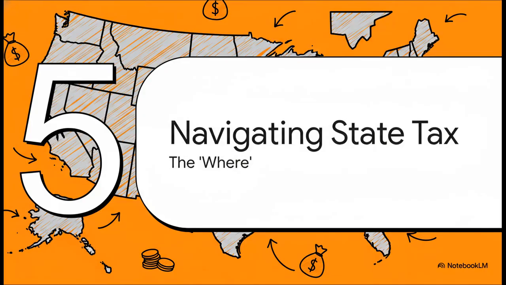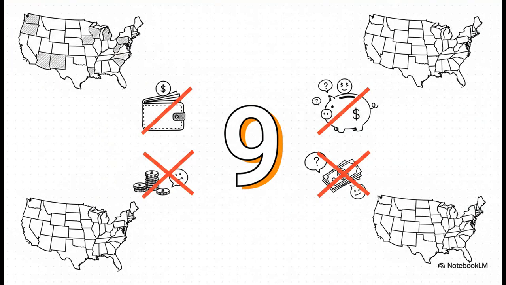Okay, for our final piece of the puzzle, we have to add one more layer of complexity: geography. Because after you figure out everything with the federal government, you still have to deal with state income tax. So let's take a look at the where. What do you think this number is? This is the number of states in the US that currently have no personal income tax at all. 0. So if you live in one of these states, this whole part of the equation gets a lot simpler.